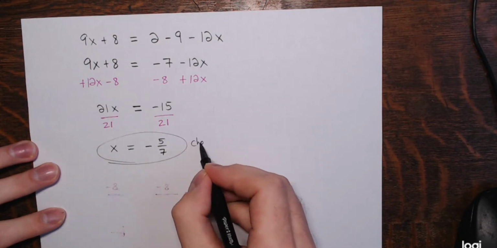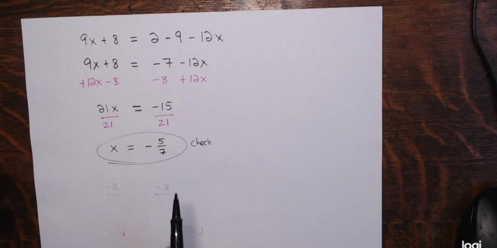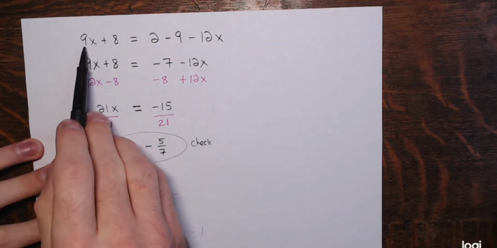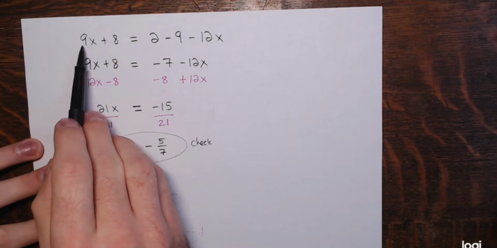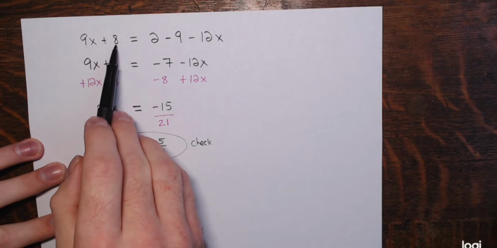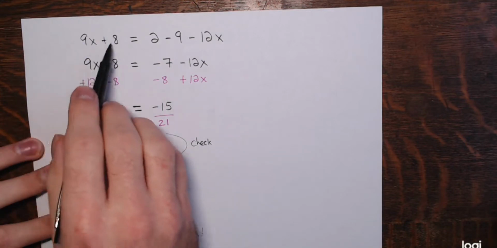And don't forget to check it. I'm just going to say this out loud. I'm not going to write it out, but negative 5/7. 9 times negative 5/7 would be negative 45/7. Plus 8, when you get a common denominator, would be 56/7. Negative 45/7 plus 56/7 would be 11/7. So I have 11/7 on the left side.